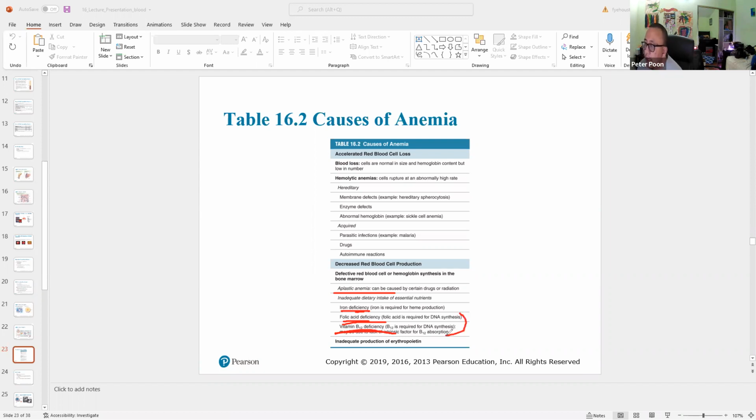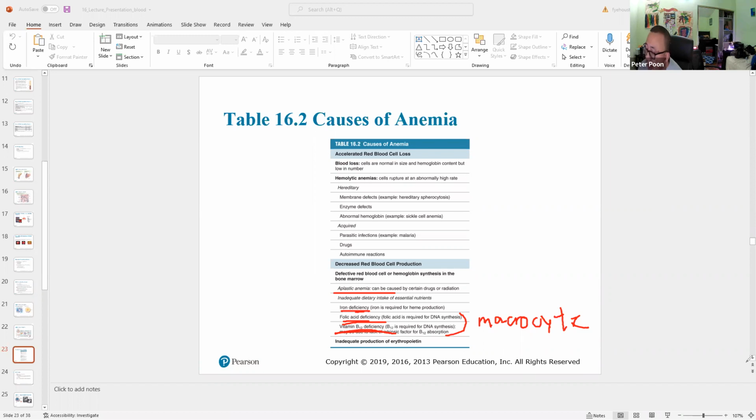These two are the cofactors that are responsible for DNA synthesis. Not enough DNA synthesis, the nucleus keeps producing proteins before replicating, and therefore you end up with macrocytic anemia. The red blood cells end up being too big because they take so much time for DNA synthesis that they grow too big.